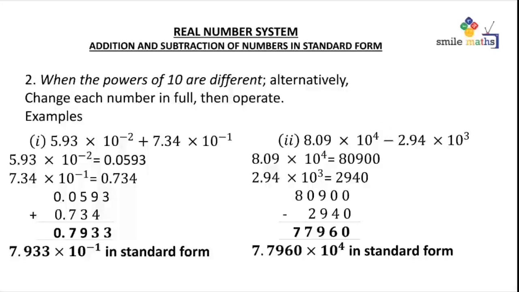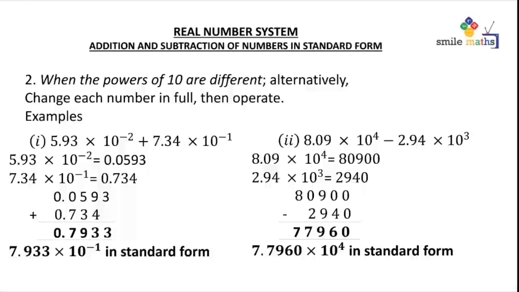For the other example also, changing 8.09 times 10 to the power 4, initially it moved from right to left, so this time I'm moving from left to right. We are going to move the point to the right 4 times. So moving it, we are going to have 80,900. Likewise, 2.94 times 10 to the power 3, we are moving the point to the right side 3 times, giving us 2,940. When we subtract this, we are getting 77,960.